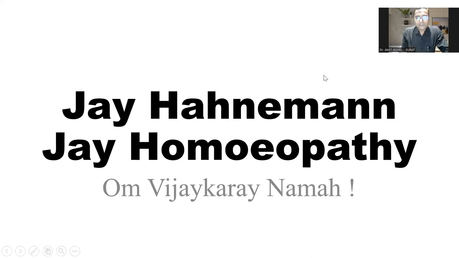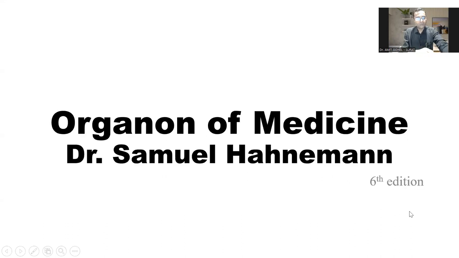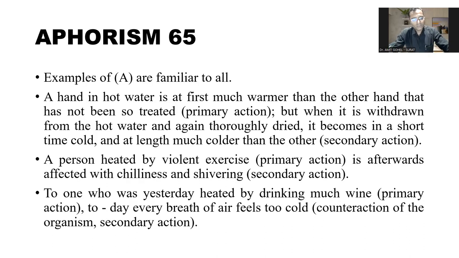So friends, we are in the journey of reading Organon of Medicine and the book The End of Assumptions of Miasm. In Organon, up till now, we have read aphorisms up to 64. And yesterday we read about the primary and secondary actions of medicines, with a few examples that Master Hahnemann has given us to understand the two different methods of treatment: one is the homeopathic and one is the antipathic mode of treatment.